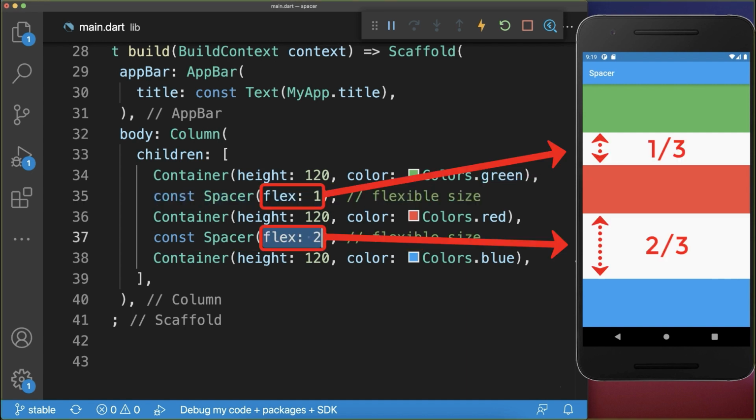Finally, you could use the flex factor to divide the whole available space into three portions, whereas the first Spacer takes one portion and the second Spacer takes two portions.